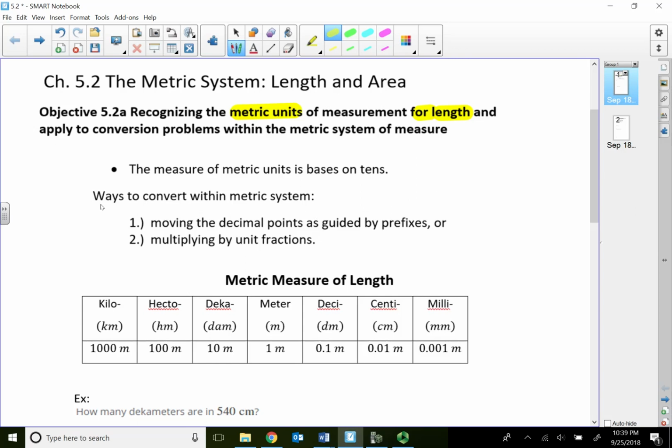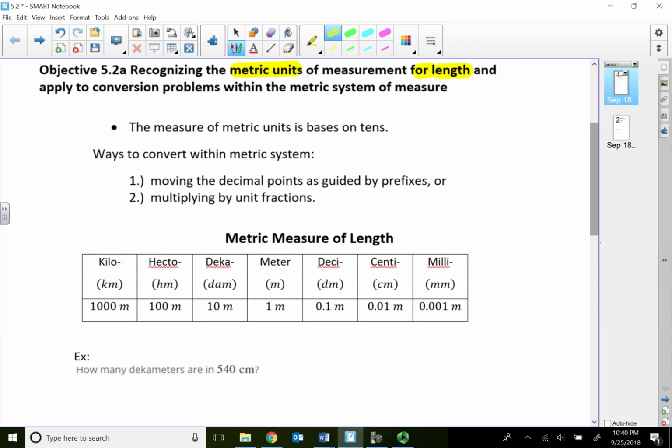So there are a couple of ways to convert within the metric system involving length. We can move the decimal point as guided by the prefix, or we can multiply by unit fractions. Okay, there are two different ways. The second way, using the unit fraction, is a little bit trickier, because it requires you to know the conversion number in between.